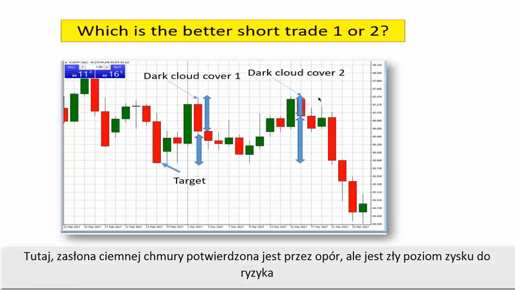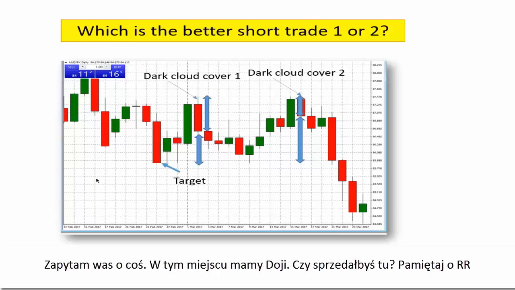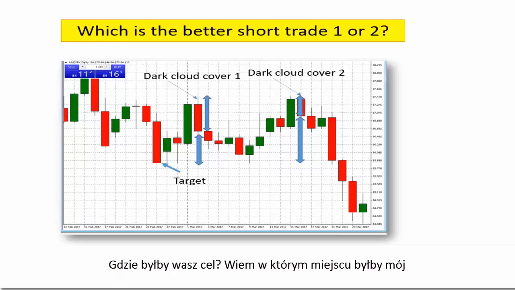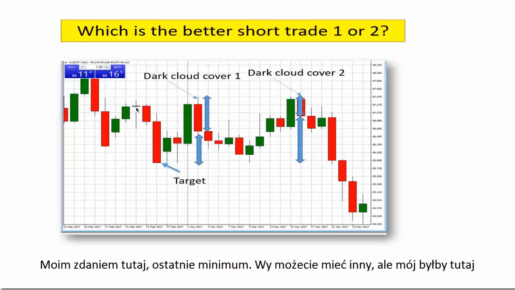And let me ask you something else here. Okay, here we have a doji. Now, let's think about risk reward. Would you think about shorting on this doji? Okay, what would your target be? I know what my target would be. I think I'm thinking down here, right? The recent low. Once again, you may have another target. So yeah, I would think my target would be down here.